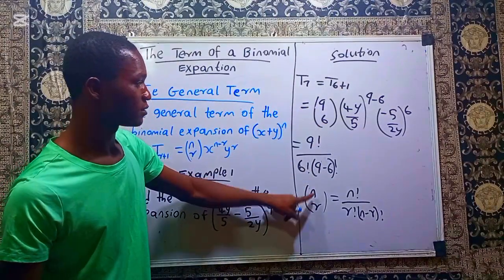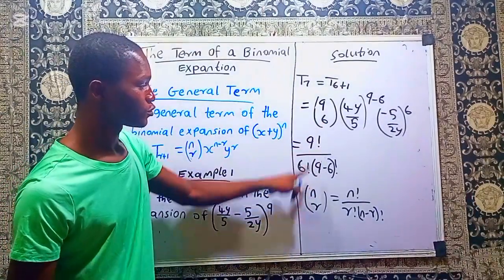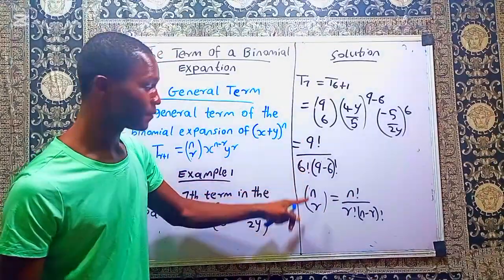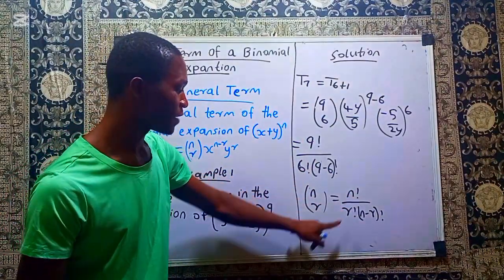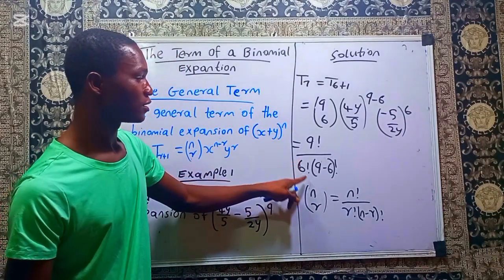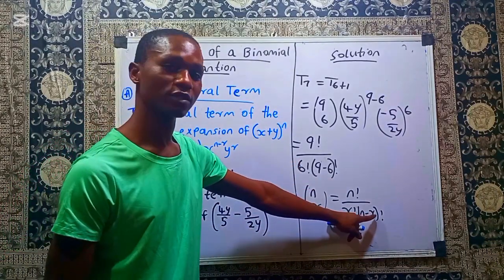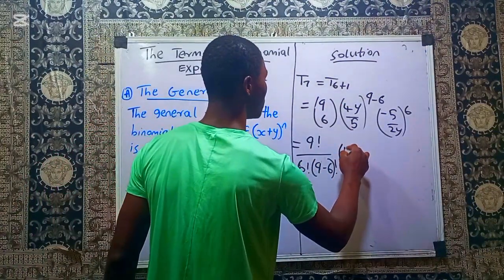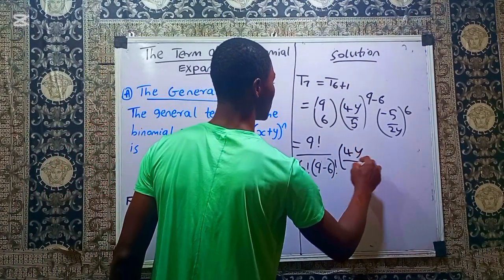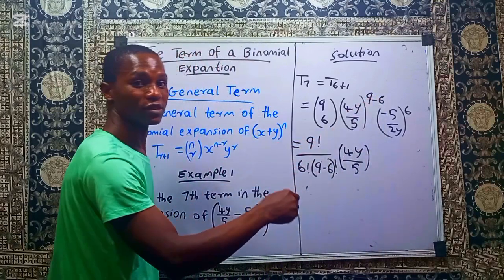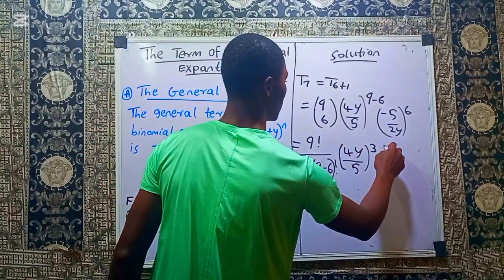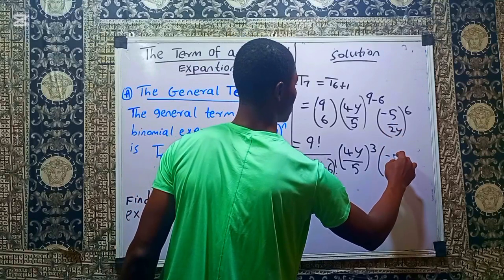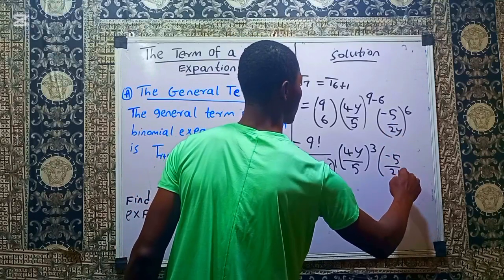9 is this n. r is what? This 6. So this is the formula we use here. That's n factorial, 9 factorial, divided by r factorial, that's 6 factorial, then n minus r factorial, 9 minus 6 factorial. So what do we have here? This will be y over 4y divided by 5. 9 minus 6 is what? 3. Then multiplying minus 5 over 2y raised to power what?